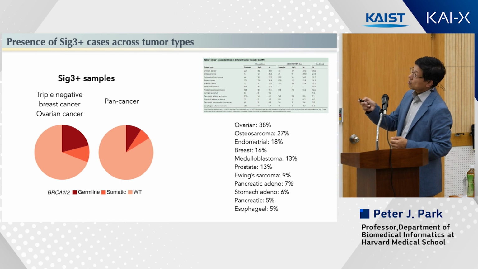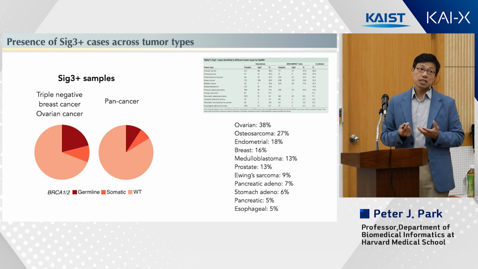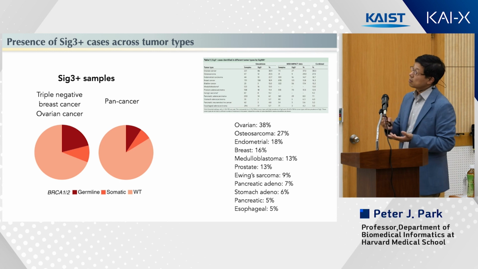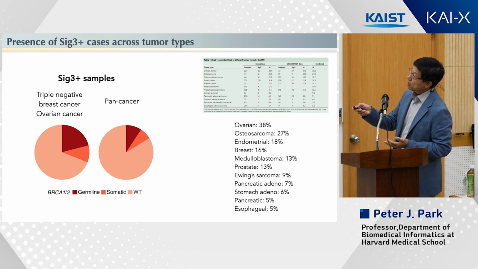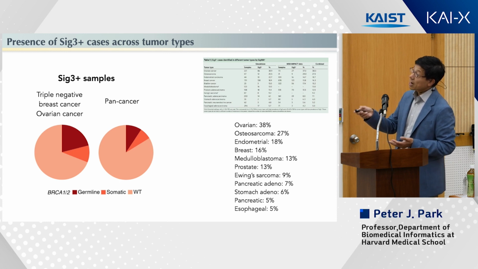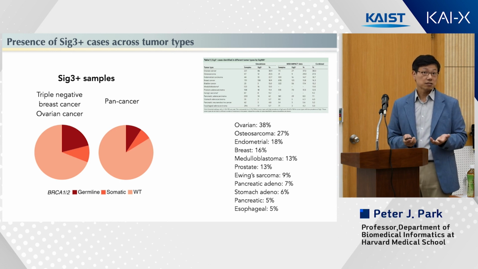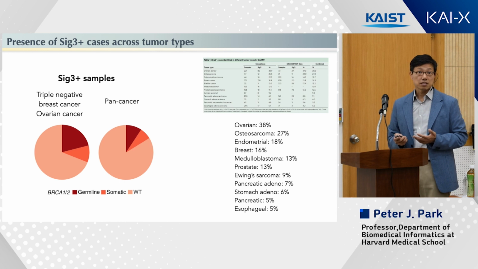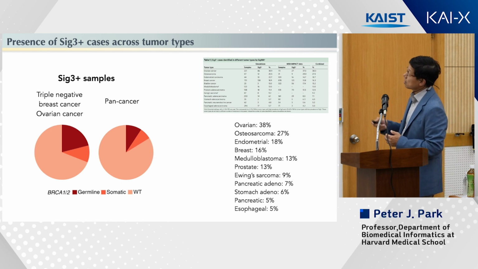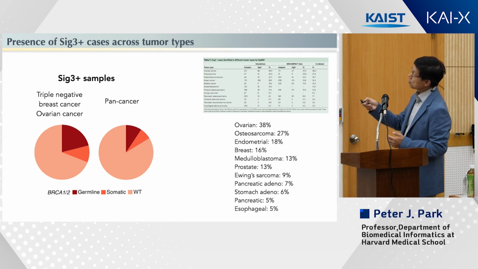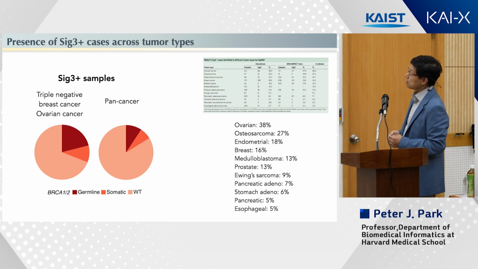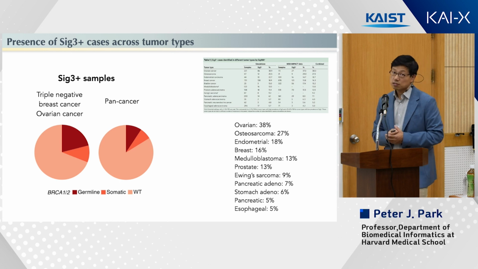What we find is that of all the cases that we think are signature 3 positive, which means HRD, a lot of them are BRCA germline mutations. A lot of them have somatic mutations in BRCA. But some are actually wild type for BRCA. They have mutations somewhere else, or BRCA genes are mutated by some other method that's not a point mutation. And if we look across samples, across tumor types, some of these have a lot of cases with HRD.